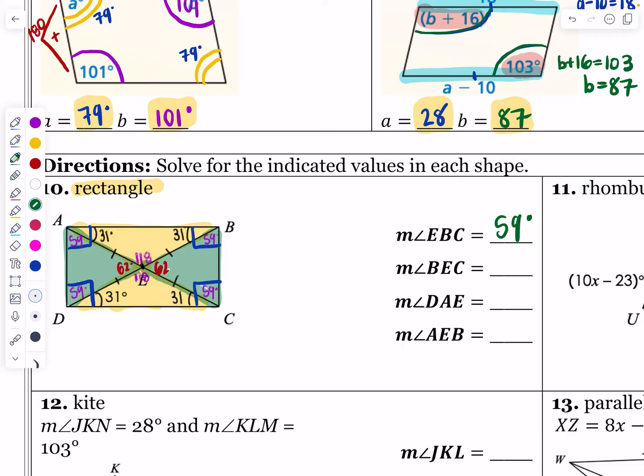So what is BEC? So going the other way, B to E to C, that is going to be 62 degrees. That's this angle right here, 62 degrees.